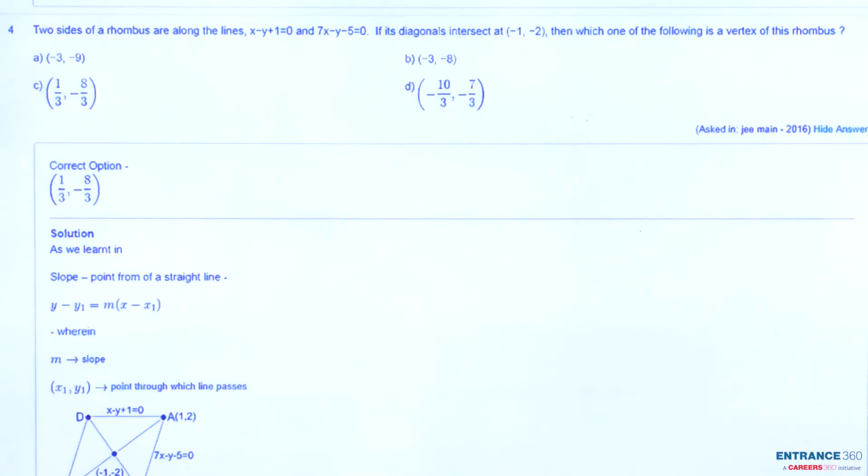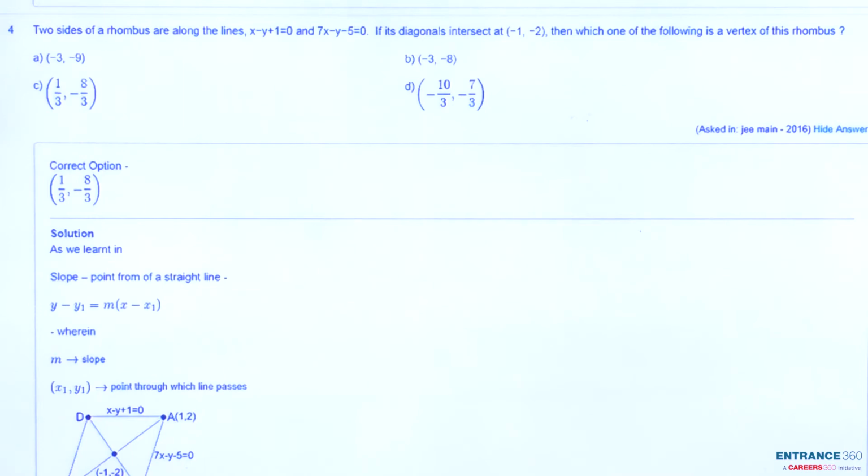Let's see the question. Two sides of a rhombus are along the lines x minus y plus 1 equal to 0 and 7x minus y minus 5 equal to 0. If its diagonals intersect at (minus 1, minus 2), then which one of the following is a vertex of the rhombus? Very easy question.